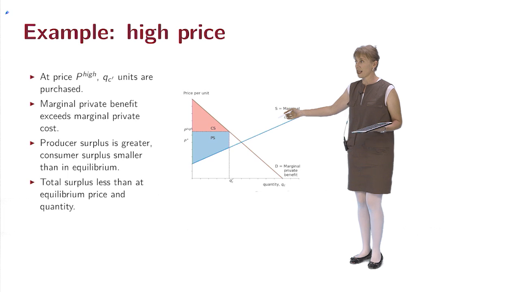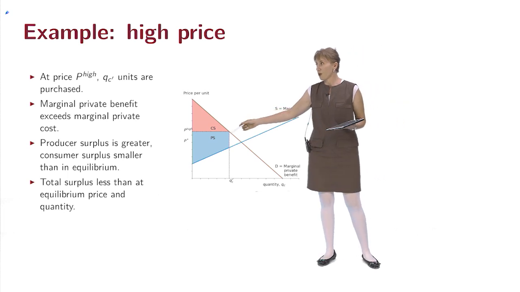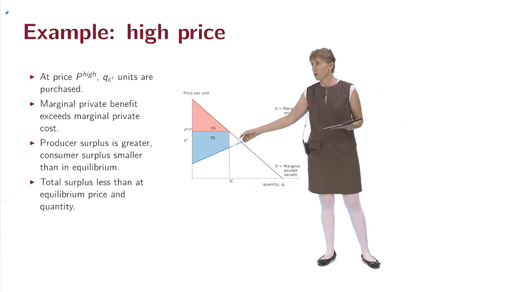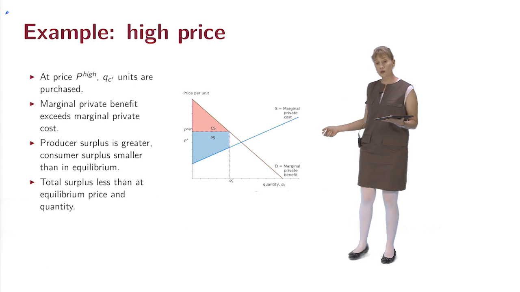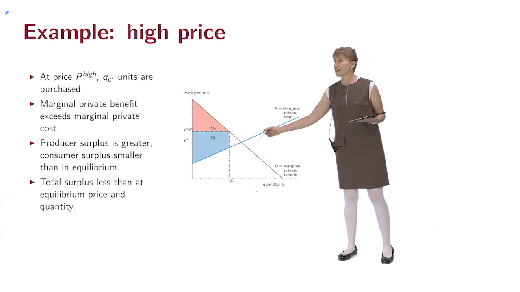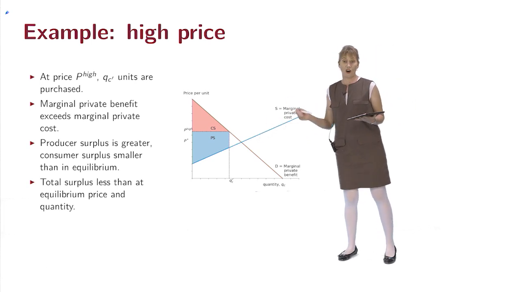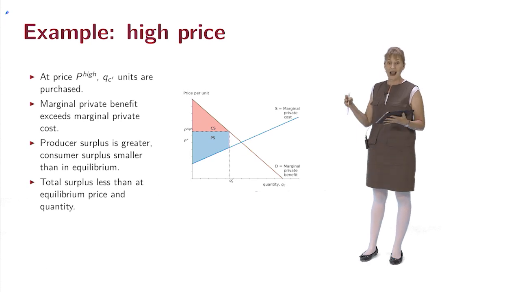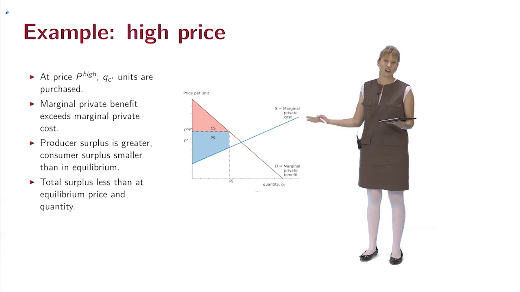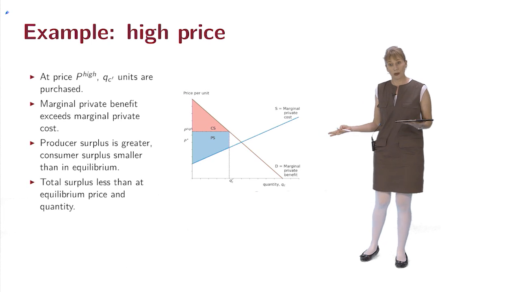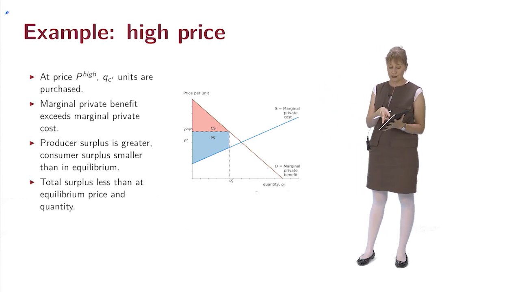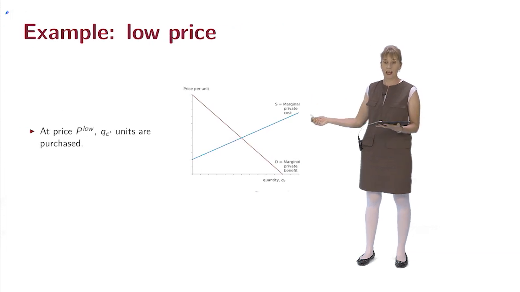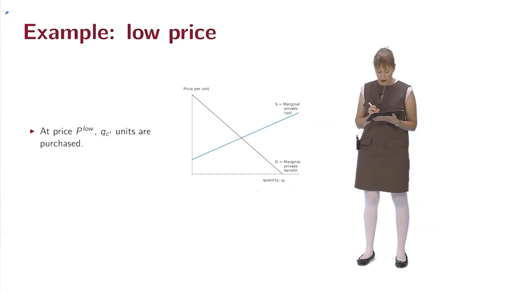So cleaning up and taking a look here, we see marginal private benefit exceeds marginal private cost. We've gained some producer surplus at the expense of consumer surplus, but our total surplus is less than it would be at our equilibrium outcome. So any price that's higher than our market equilibrium would result in less total surplus. All right, let's try it again. Let's give us a low price.